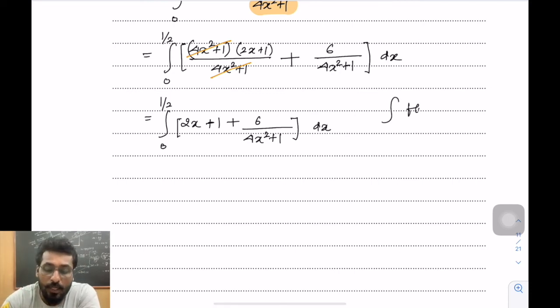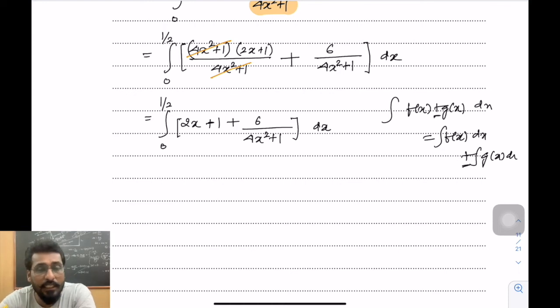The integration of f(x) + g(x) dx is the same as the integration of f(x) dx plus the integration of g(x) dx. The same is true for the negative sign, but for multiplication and division this does not apply. When you're using the algebra of integration, only for plus and minus signs is the algebra true. For multiplication and division the algebra is not true. So remember this thoroughly.